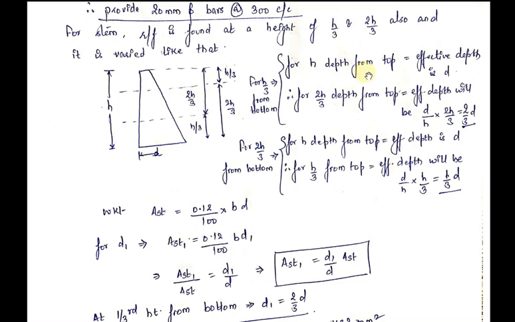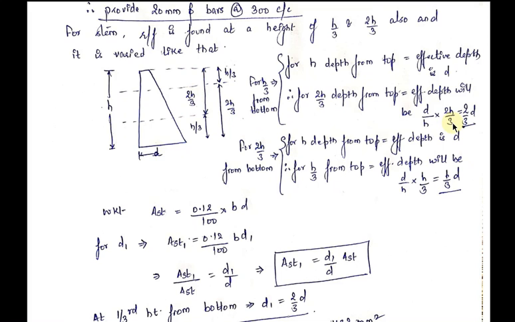Now how much will be decreased? See, for h depth from the top, the effective depth is d. If the depth is small h, the effective depth was small d. Therefore, for 2h by 3 depth from the top, suppose the effective depth is a small d for a height of small h. Therefore, for a height of 2h by 3 from the top, the effective depth will be d by h into 2h by 3, just to use the unitary method.